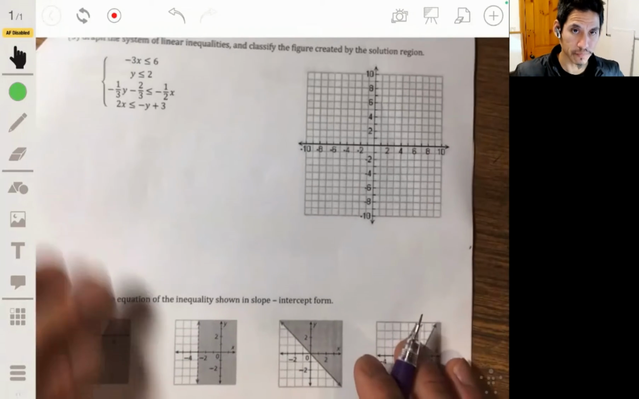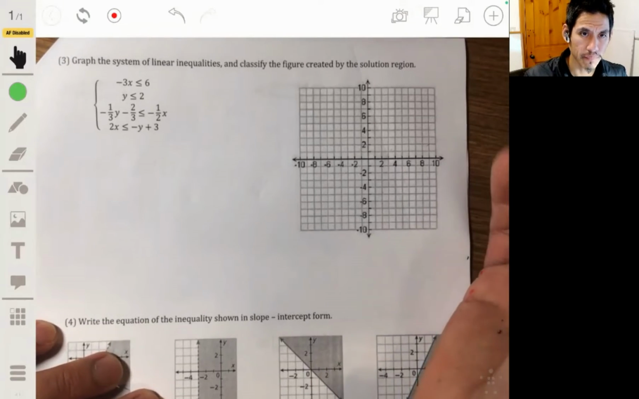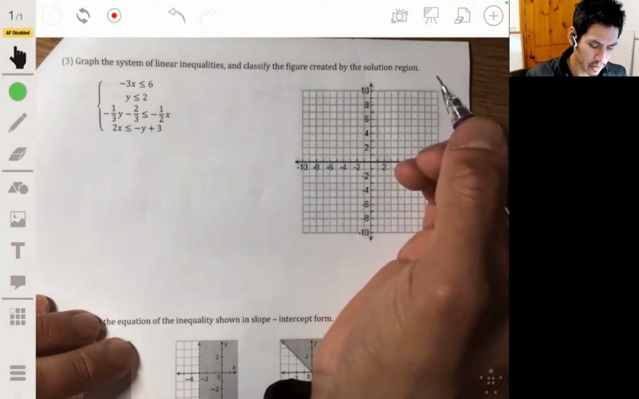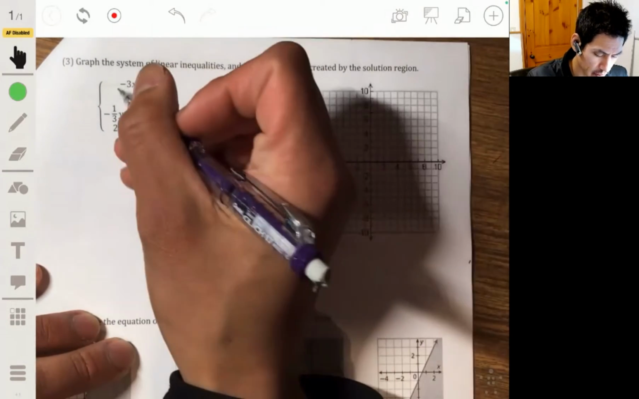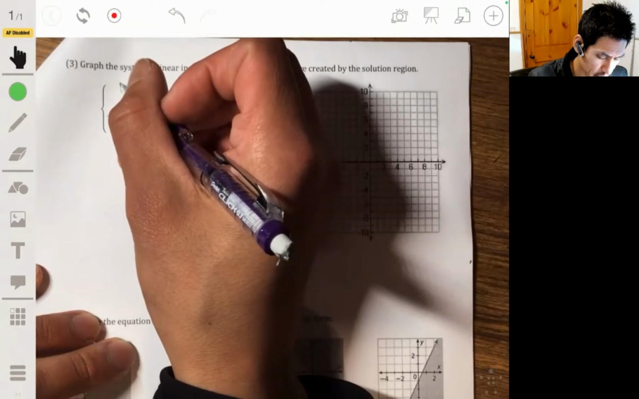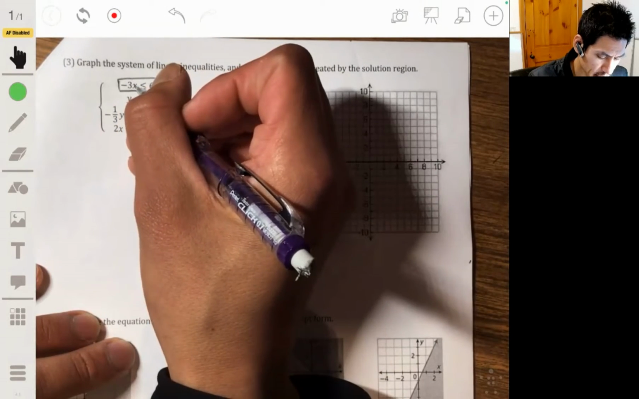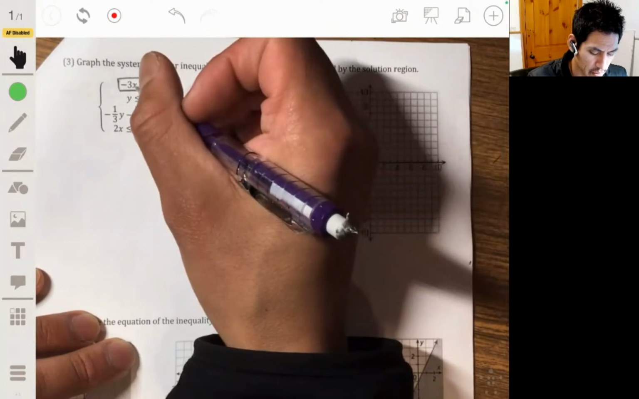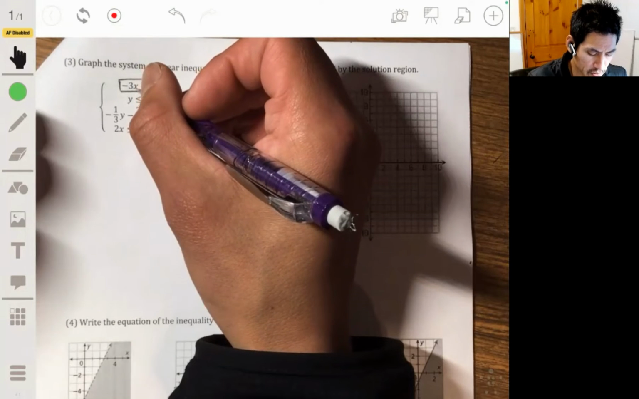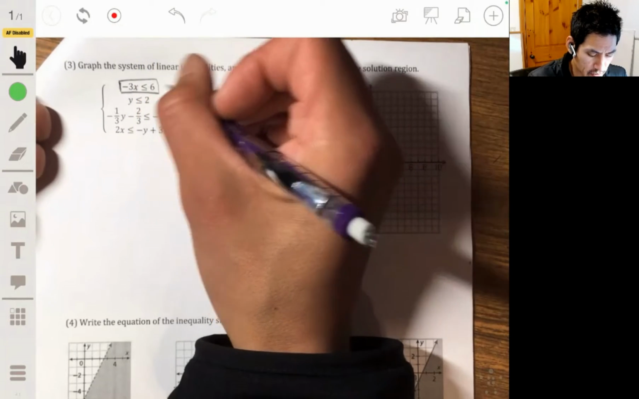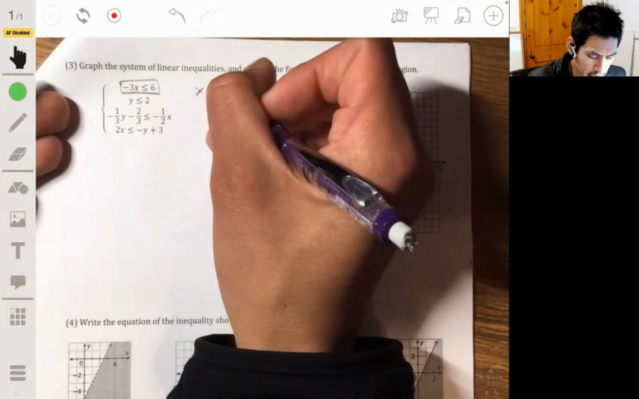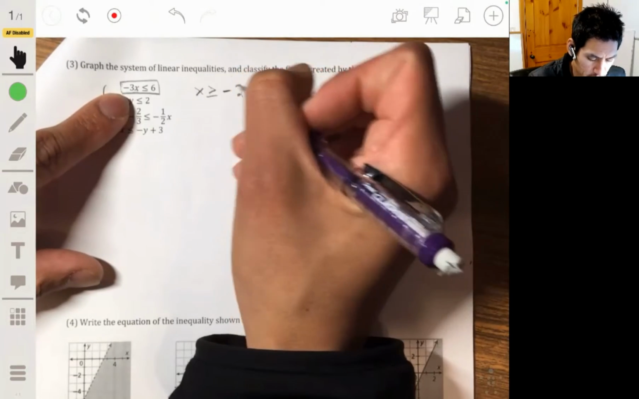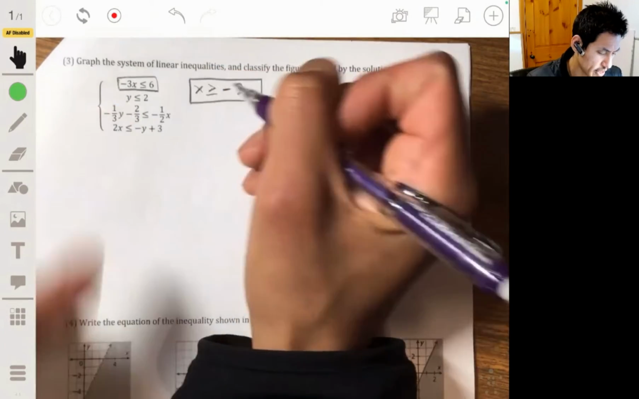Okay, now let's look at problem 3. This is a cool one because then you can see a shape being generated. So we start off the same. Now, this will sometimes throw students off. We see negative 3x because we don't see any y's in here. So just approach it by solving for x. So divide everything by negative 3. So we get x is, switch the direction. X is greater than or equal to 6 divided by negative 3. So x is greater than or equal to negative 2.